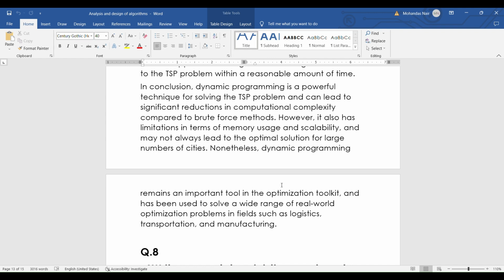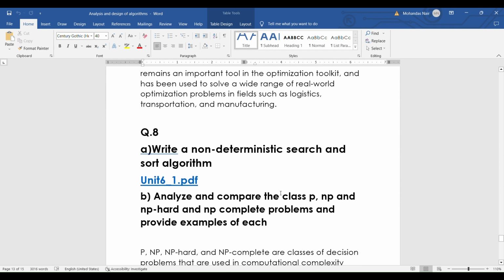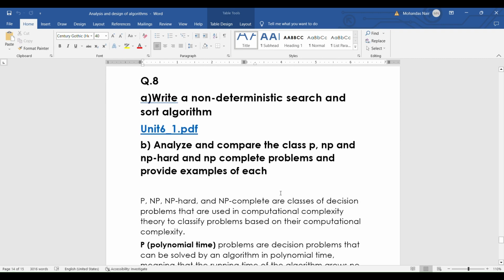In conclusion, dynamic programming is a powerful technique for solving the TSP problem and can lead to a significant reduction in computational complexity compared to brute force methods. However, it also has limitations in terms of memory usage and scalability, and may not always lead to an optimal solution for a large number of cities. Nonetheless, dynamic programming remains an important tool in the optimization toolkit and has been used to solve a large variety of real-world optimization problems in fields such as logistics, transportation, and manufacturing.